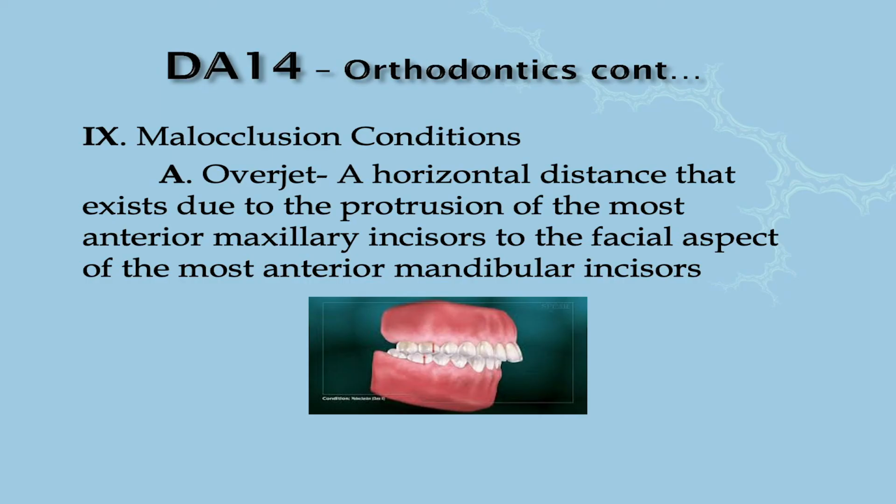So conditions of malocclusion can be overjet, overbite, open bite, and crossbite. These are important definitions to remember. So overjet is a horizontal distance that exists due to the protrusion of the most anterior maxillary incisors at the facial aspect of the most anterior mandibular incisors.